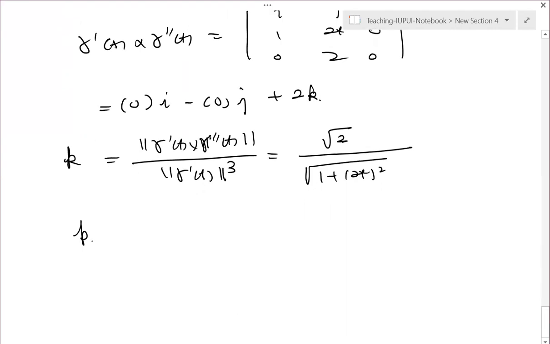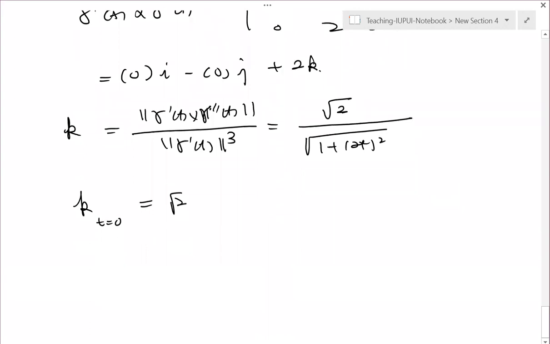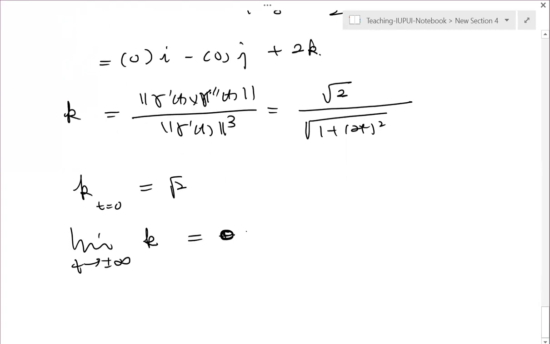And clearly, at t equals 0, the curvature is going to be square root 2. So the curvature of the parabola at the vertex is square root 2, if my computation is correct. And we also know that as t approaches positive or negative infinity, the curvature approaches 0. So near infinity there is almost no curvature. It's almost a straight line, the parabola. We did not know that before, until we studied geometry.